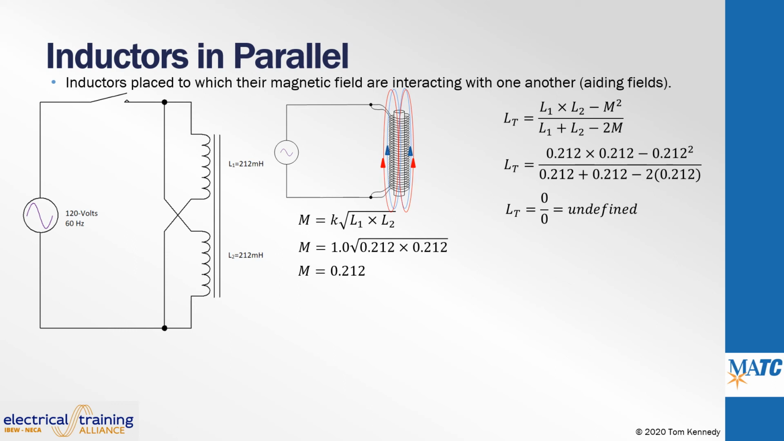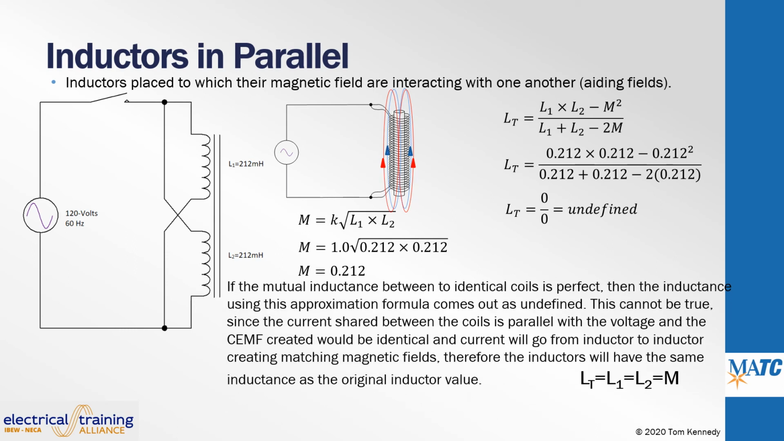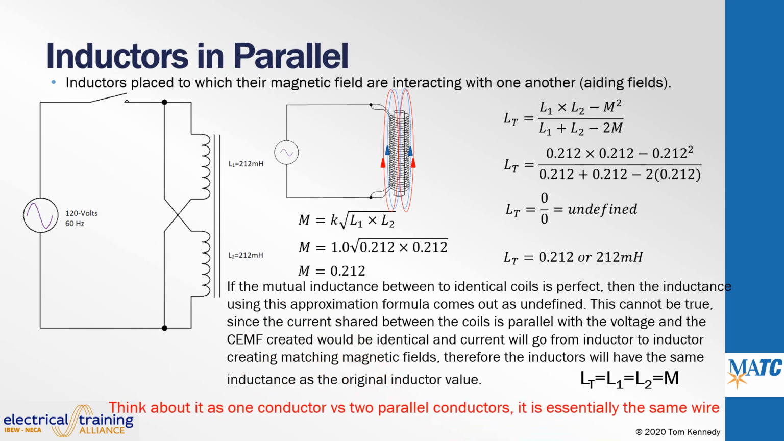0/0 or undefined. This is not a short circuit, nor is it infinite reactance. The approximation used for the mutual induction formula does not take into consideration that if two identical coils are wrapped around the same core, the CEMF and resulting current will be shared between them identically. This acts as if a single larger conductor was used to make the two smaller parallel inductors. The inductance of two identical parallel inductors will result in a total inductance that is the same as one inductor. Therefore, in this example, the total inductance is 212 millihenries.